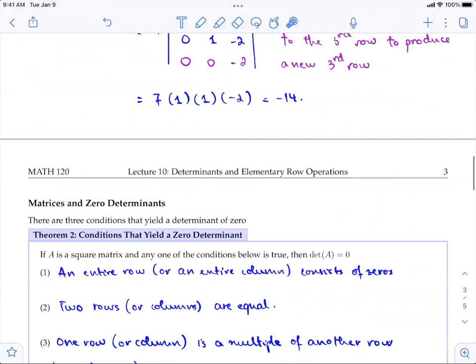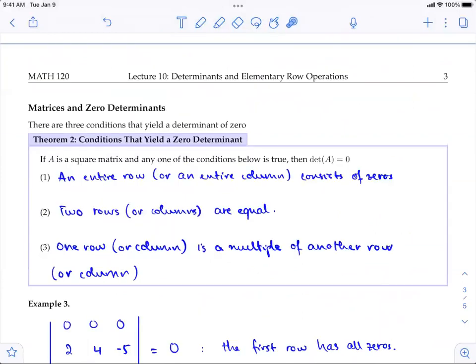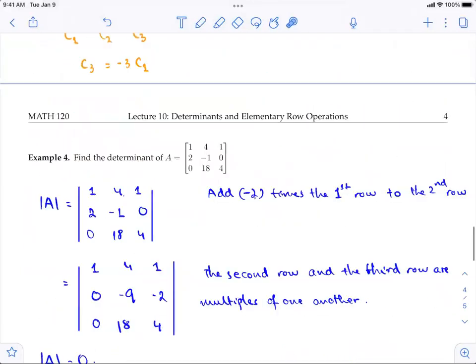Toward the end, we looked at matrices with zero determinants. There are three different conditions that we can look at to see if the determinant of a matrix is equal to 0 or not. If any of these three conditions is satisfied, then the determinant of A is equal to 0. The first is that an entire row or column consists of 0. The second is that two rows or columns are equal. And the last is that one row or column is a multiple of another row or column. That's what we saw in the example we just did.